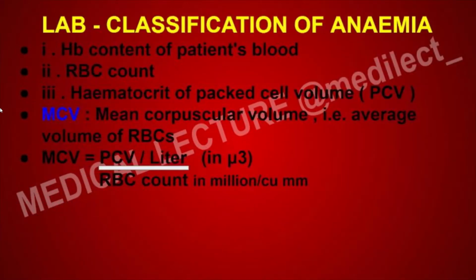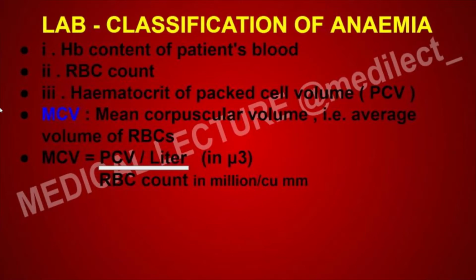Now, one more important concept is the lab classification of anemia, which includes the hemoglobin content of the patient's blood, RBC count, and the hematocrit or PCV, that is the packed cell volume. Over here you should remember the MCV, MCH, and MCHC, their formulas and normal ranges, commonly asked everywhere. Now MCV, that is the mean corpuscular volume.